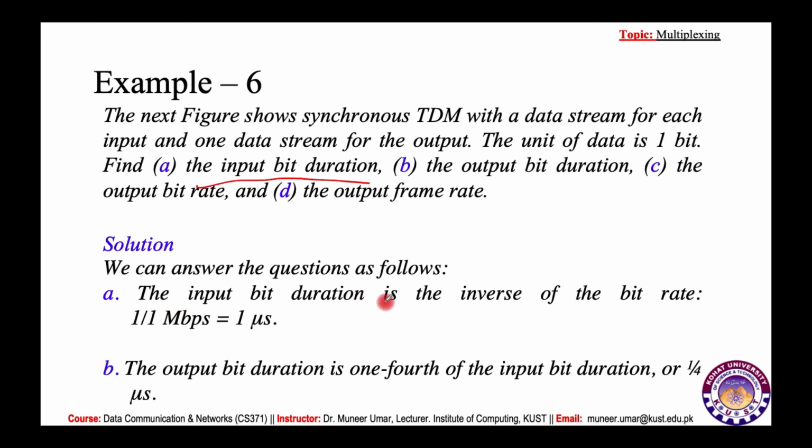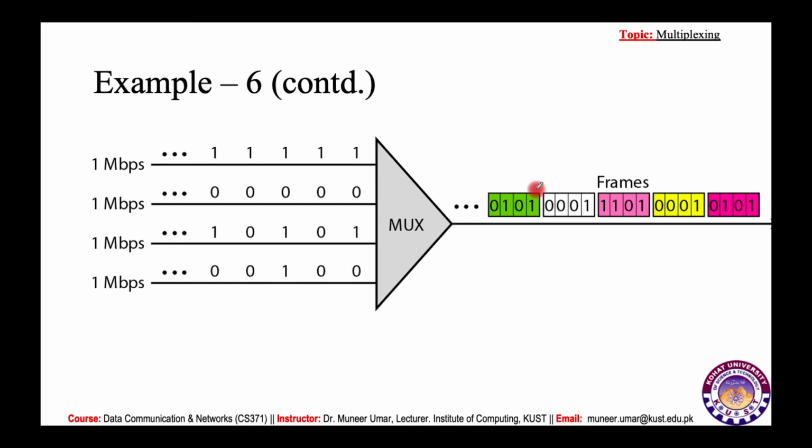The input bit duration is the inverse of the bit rate, 1 megabit per second. So the duration should be 1 divided by a million, 1 microsecond, or 1 millionth part of a second. So this would be the duration for the input bit. Here the duration for this one input bit is 1 millionth of a second or 1 microsecond, also for all these bits.